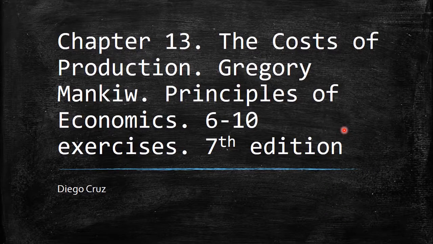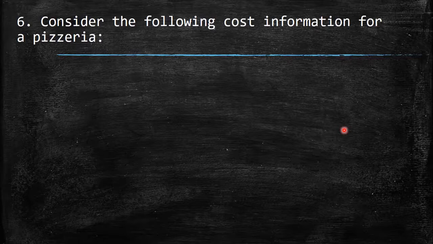This is the cost of production. Remember, this is a book of Gregory Mankiw, Principles of Economics. Today we're going to work from exercise number 6 to exercise number 10. This is the 7th edition of the book. So here we have the first question.